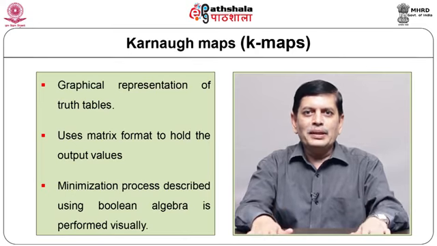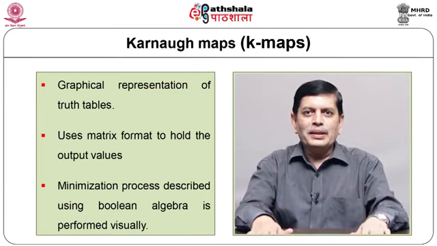Say for example, in the case of a pair, we can eliminate 1 variable, in the case of a quad, we can eliminate 2 variables, and in the case of an octet, we can eliminate 3 variables. So, this is a very simple technique of simplifying Boolean expressions visually. Let us learn more about it in the following session.